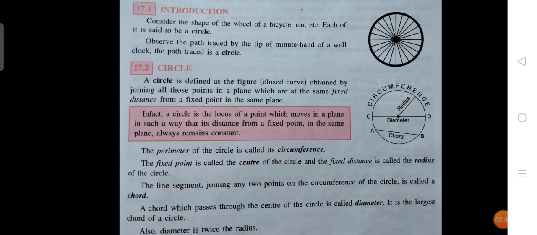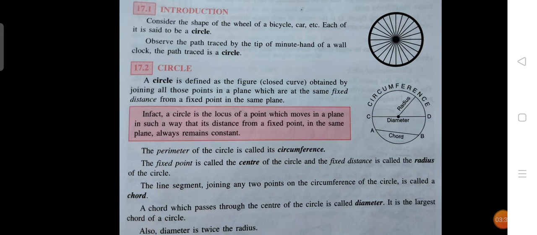The perimeter of a circle is called the circumference, the fixed point is the center, and the fixed distance is the radius of the circle. These are the important terms in a circle. The line segment joining any two points on the circumference of the circle is a chord. The chord which passes through the center of the circle is called the diameter. It is the largest chord of a circle, and the diameter is twice the radius. These are the important terms to be remembered.